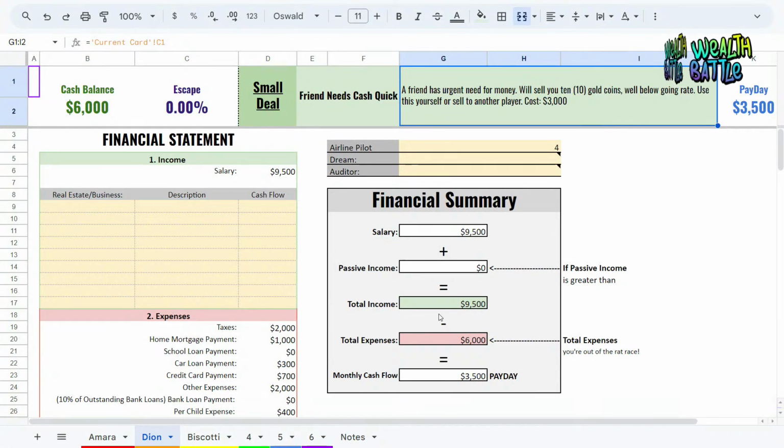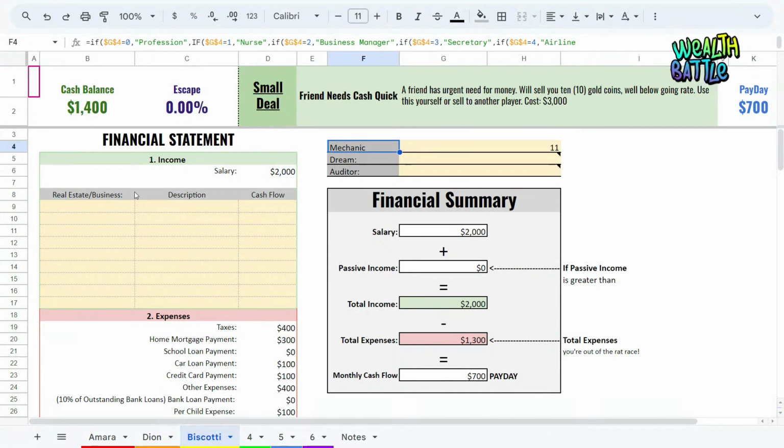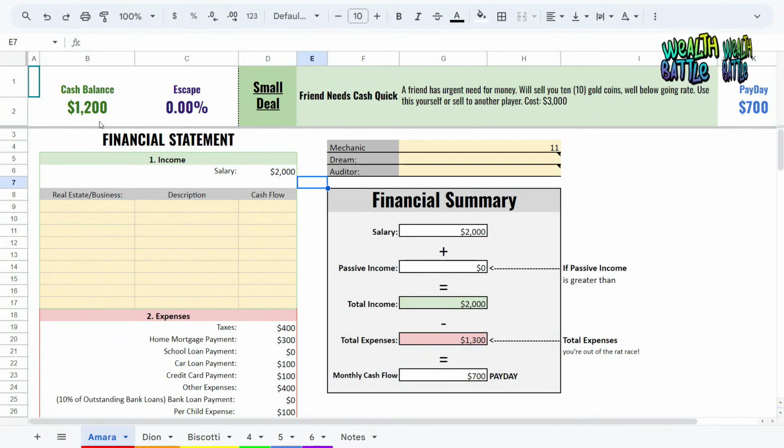He's quick. Okay, so we got Biscotti in the chat. I'm going to screen peek on him. He has $1,400 in the bank, and Amara has $1,200 in the bank. So the prospects, I would say, are probably not very high.